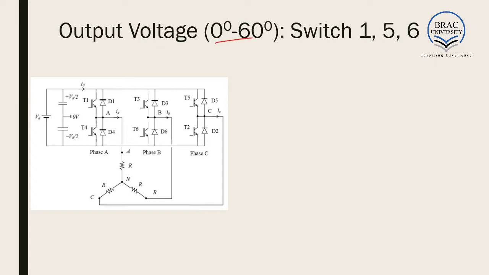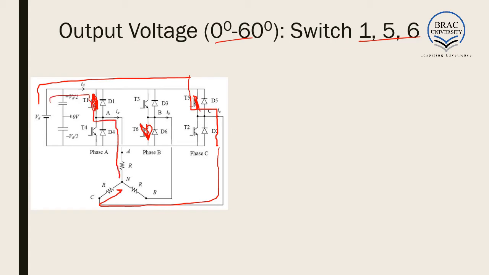Now from 0 to 60 degrees, we have already seen that switches 1, 5 and 6 are active. These are shorted. If these paths are shorted, what is the path of current? The current goes through this direction and reaches the neutral, and again through this direction it reaches the neutral.